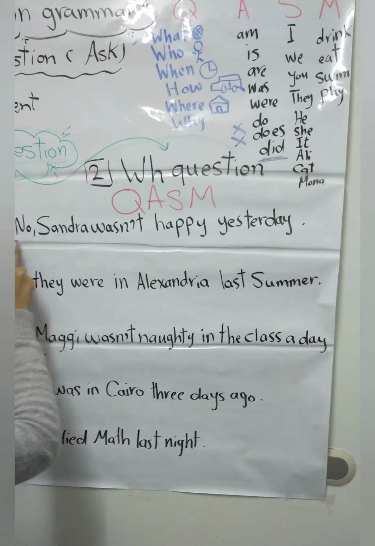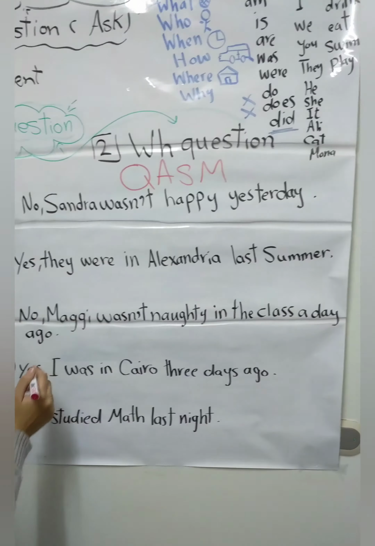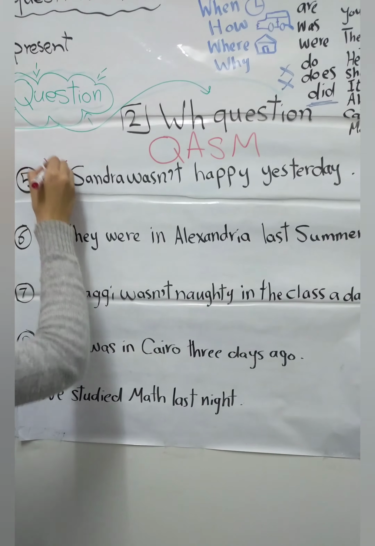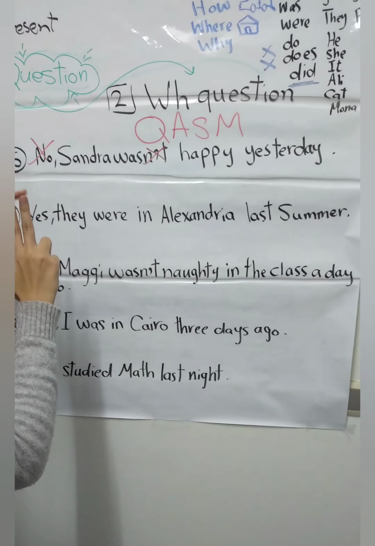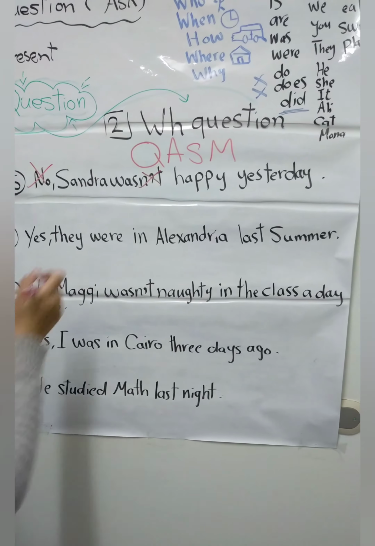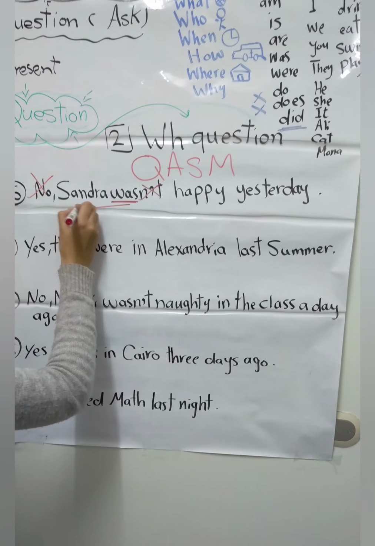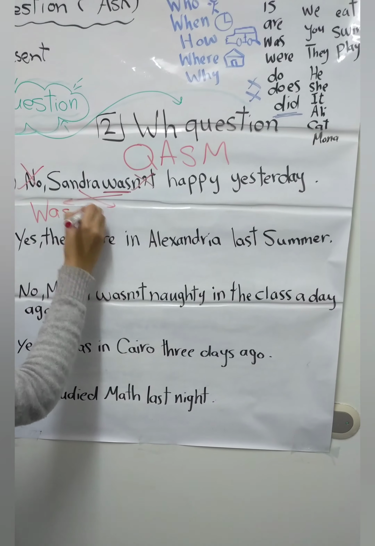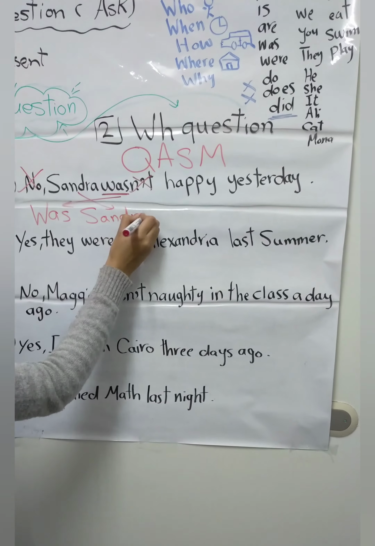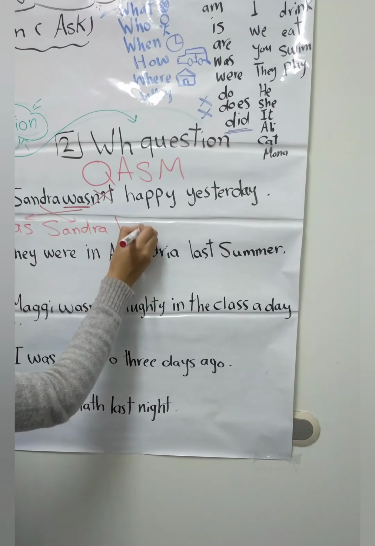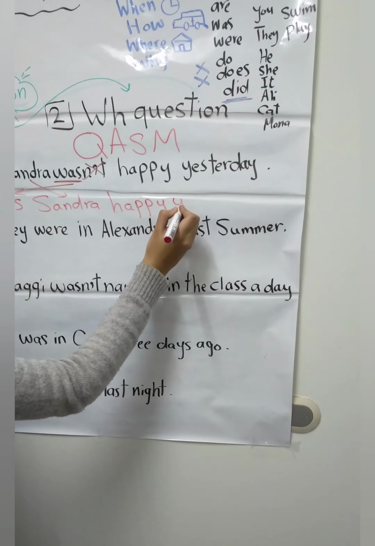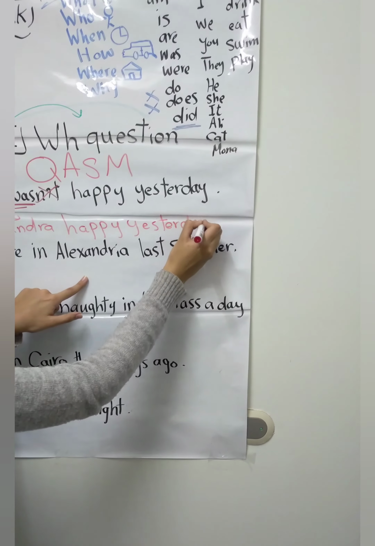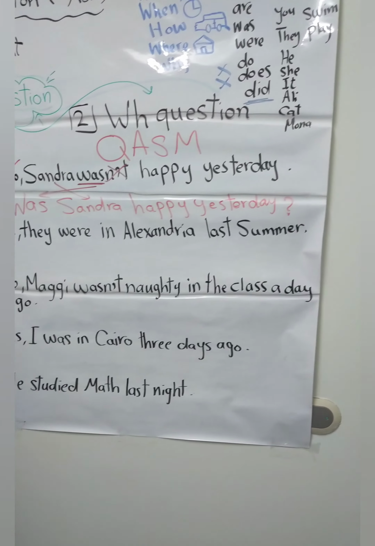Example number 5. No, Sandra wasn't happy yesterday. Here we have yes or no question. Step number 1, cancel no and not. Step number 2, search for helping verb. Where is the helping verb? Here we have was, so we make a cross. Was becomes number 1. Sandra becomes number 2. Was Sandra happy yesterday? And don't forget question mark.